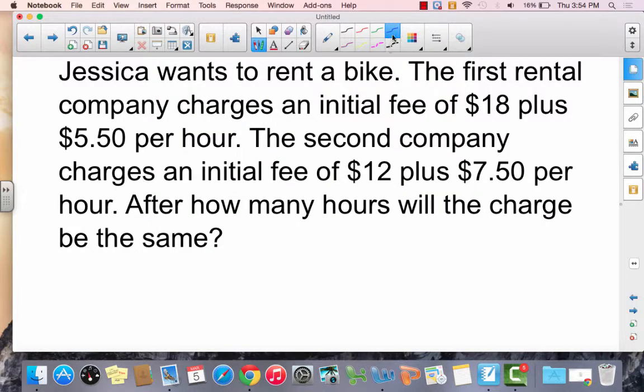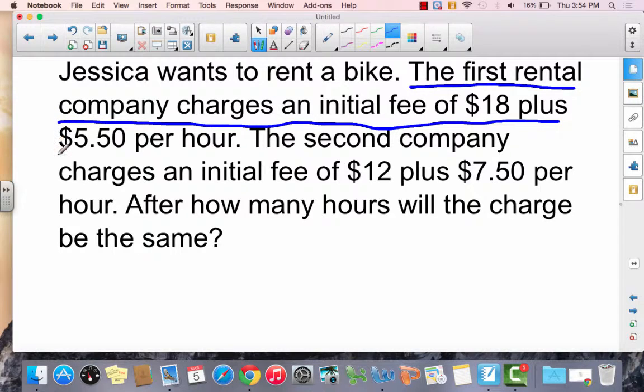So I'm going to use two different colors. I'm going to start with blue, and the blue pen is going to represent the fees that I will run into if I go with the first rental company. So an initial fee of 18, plus 5.50 per hour. And algebraically, I would show that as 18 plus 5.50 times some number of hours, which I'm going to represent with the variable h.